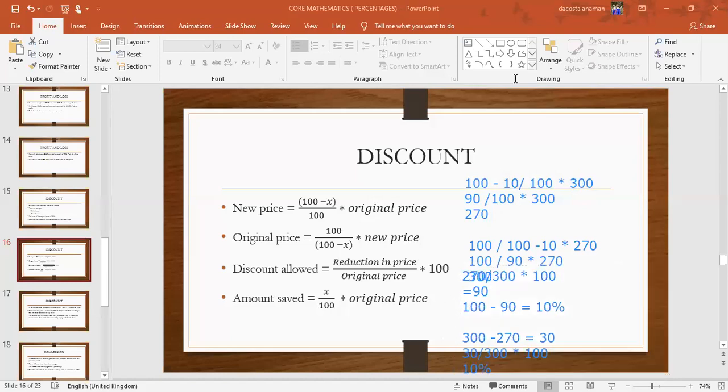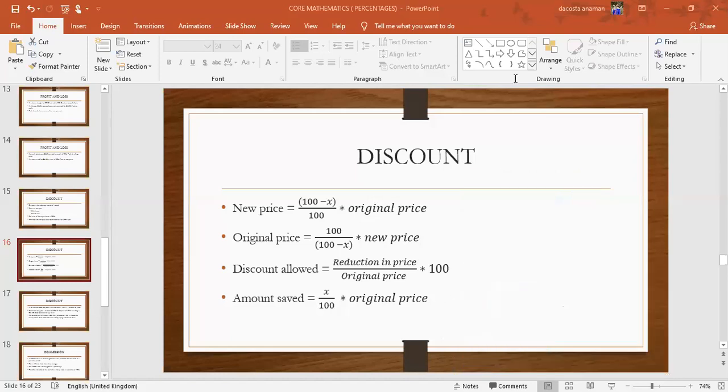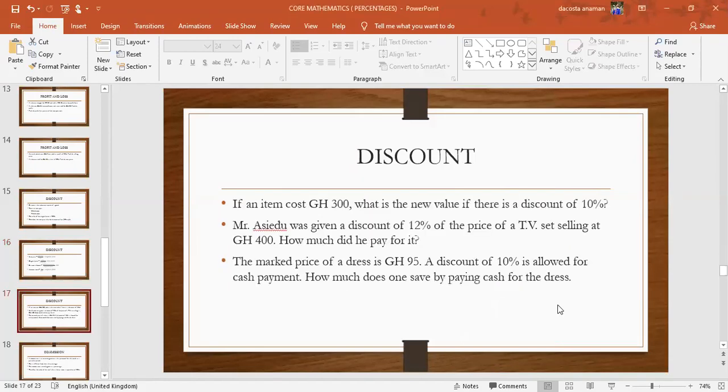Okay, so let's pick the other questions which some of your friends have already finished solving. It says Mr. Sedu was given a discount of 12% of the price of a TV set selling at 400 Ghana cedis. How much did he pay for it?